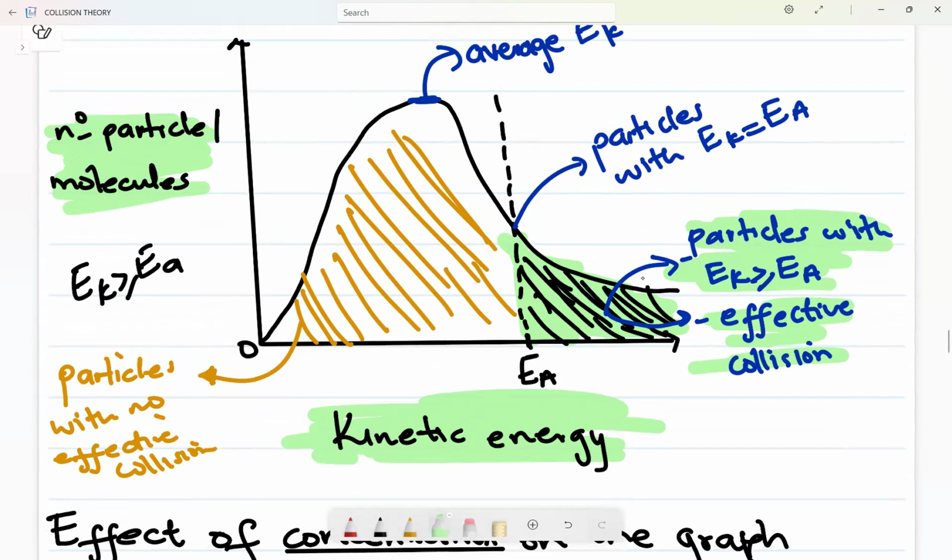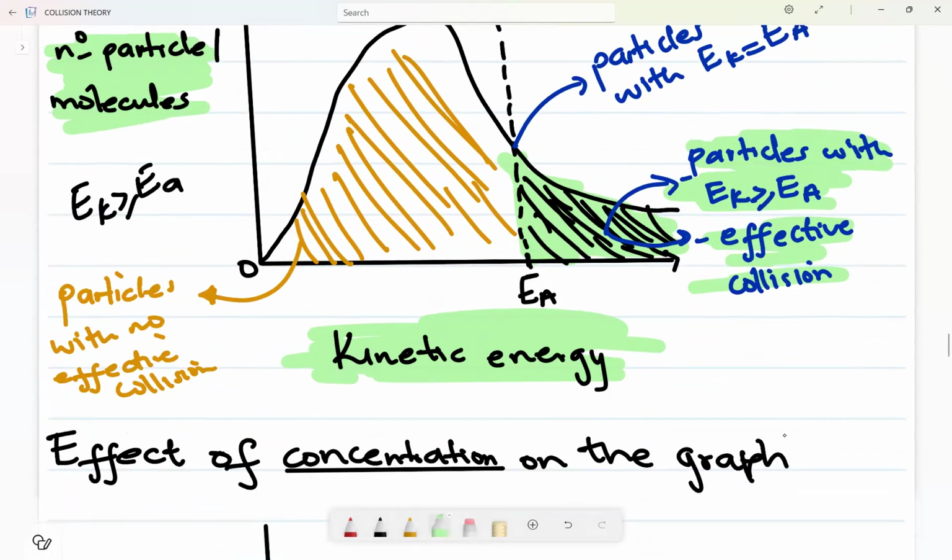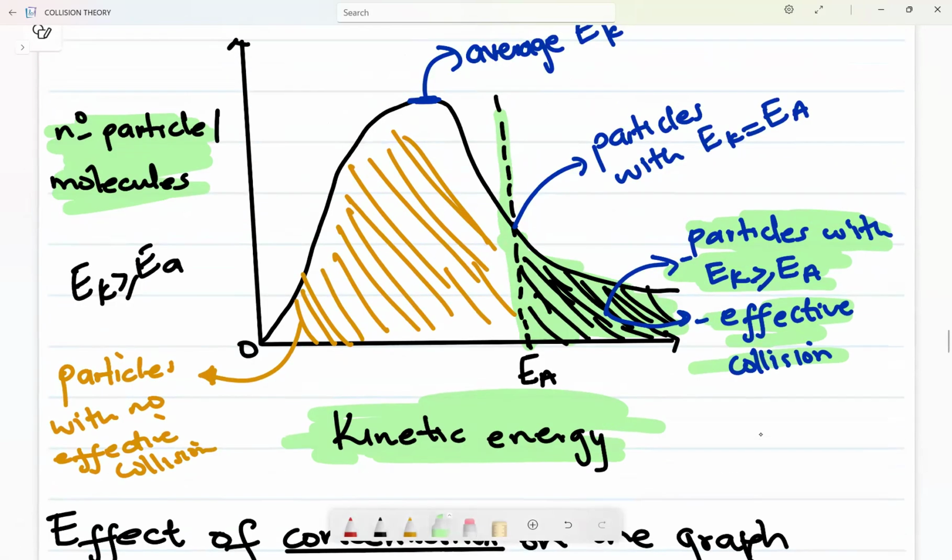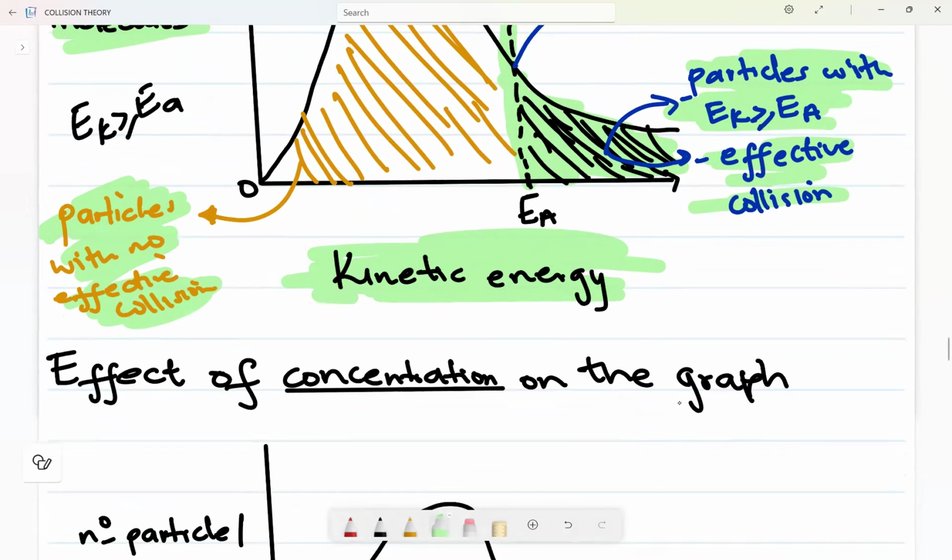This is very important. They may draw a graph like that, and ask you, what does this line, maybe named P, mean? Remember, this line is the activation energy that we need to overcome so that we can have effective collisions. So these particles have no effective collisions here.